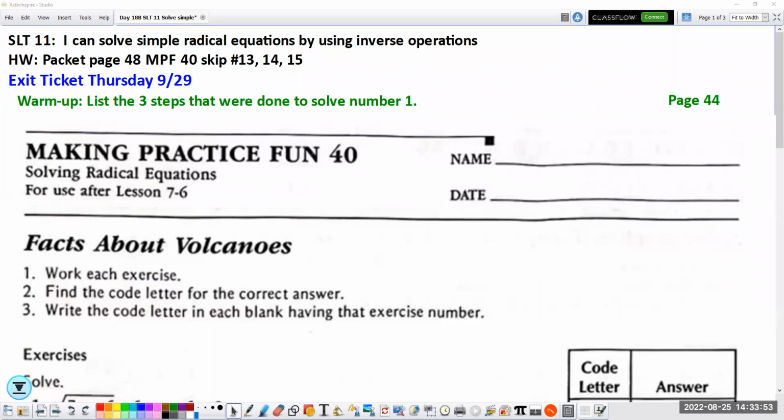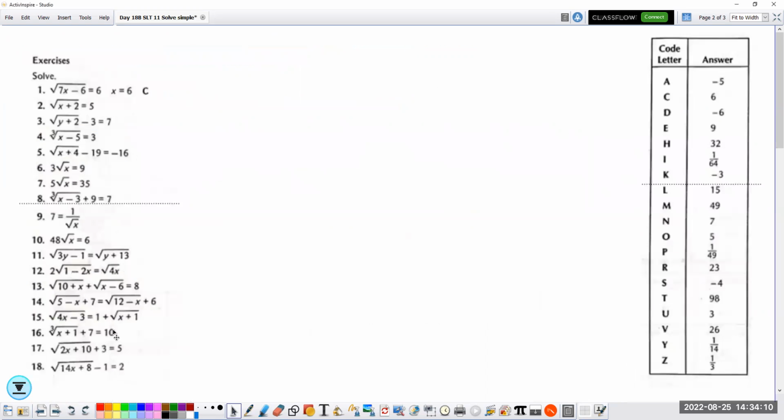This is going to be a video showing how to do the problems on page 48 in your packet, making practice fun 40. We're going to skip numbers 13, 14, and 15, and we will be solving radical equations using inverse operations. You will absolutely need a blank sheet of paper to work. There is not enough room here, and you'll see that I've even on my work kind of made some extra space. Now, the first one has been done for you, so we don't need to worry about that.